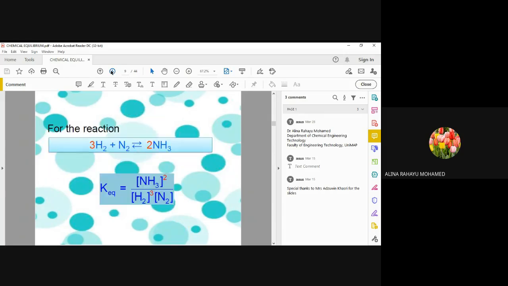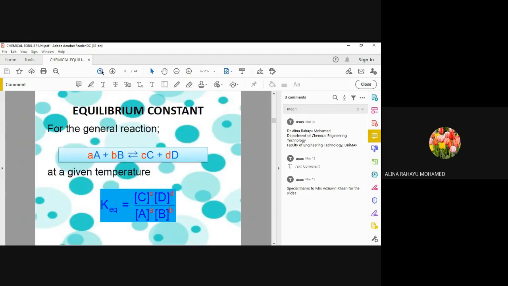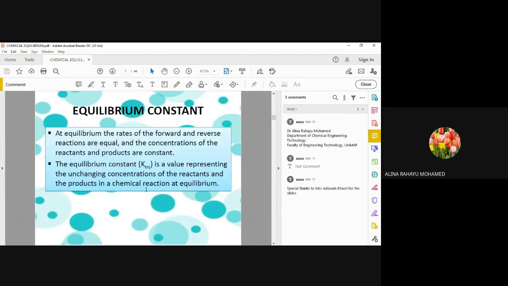The equilibrium constant KEQ is a value representing the unchanging concentrations of the reactants and the products in a chemical reaction at equilibrium. So we have concentrations at equilibrium which are constant, and we can calculate KEQ if we know the concentrations of all the reactants and products at equilibrium.